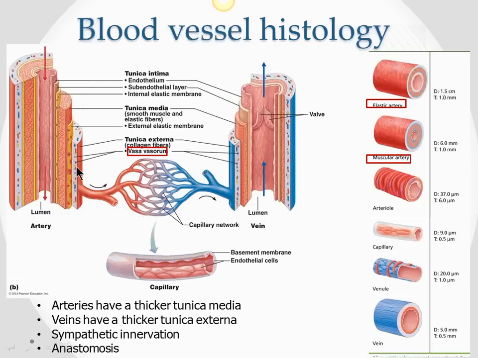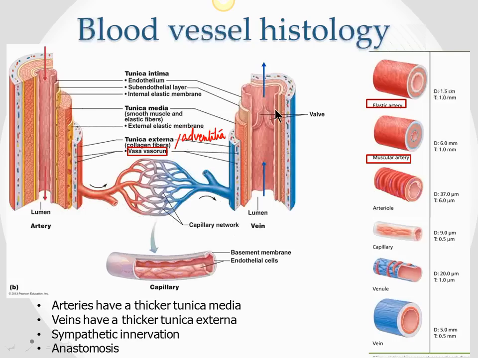And then the last, the outer layer is called tunica externa, also known as tunica adventitia. And this is made up of connective tissue with a lot of collagen fibers, so it lends support on the outside.